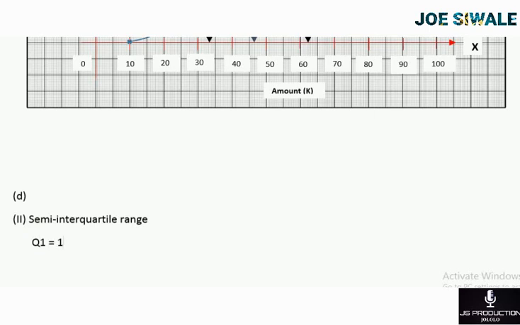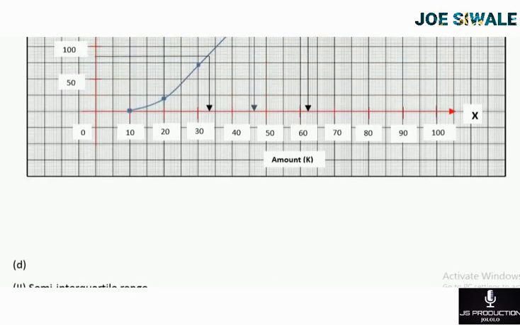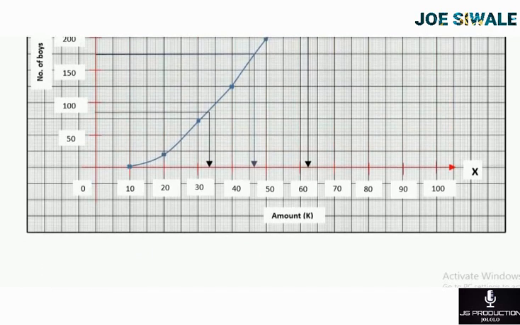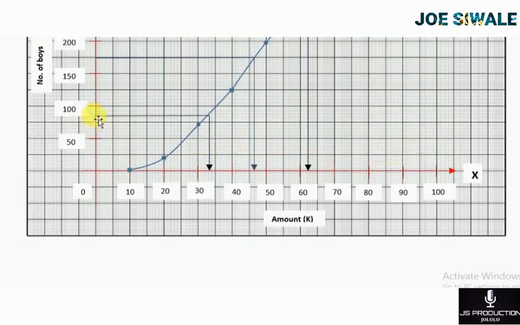My lower quartile, which is represented by Q1, is equal to 1 divided by 4 multiplied by the total number of the cumulative frequency, which is 350. So 1 divided by 4 multiplied by 350 is 87.5. I'm going to go on the graph and plot 87.5 so that I can get my lower quartile.